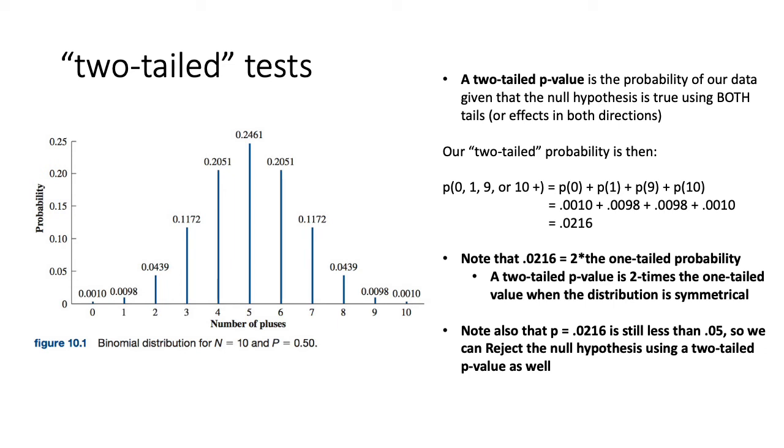Okay, so the important component here is that if you're asked for a two-tailed test, or you're comparing your result to a two-tailed alpha, what that means is you have to compute the one-tailed probability using Excel and then multiply it by 2.